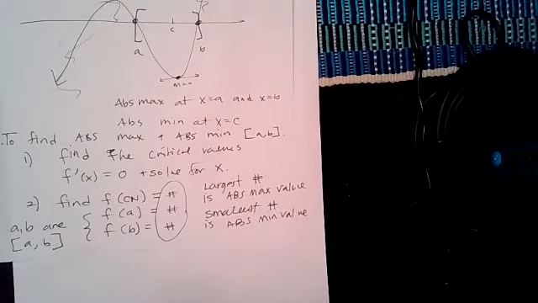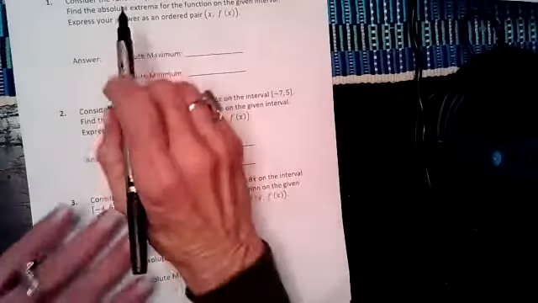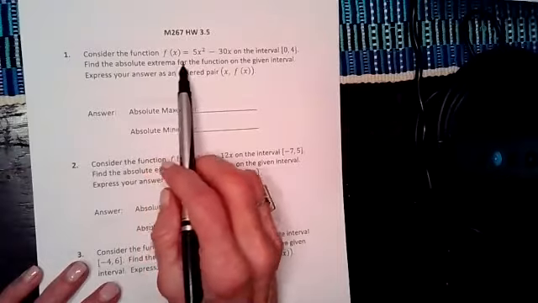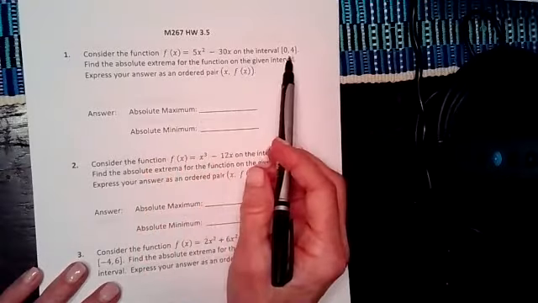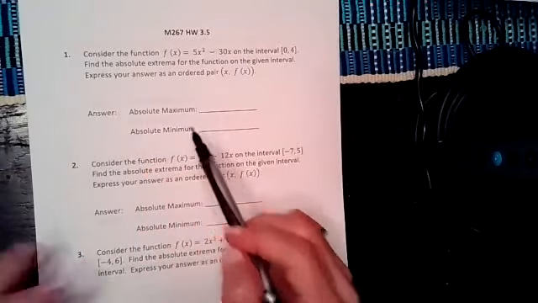Ready? All right, so there are like 6 of these questions on the homework, and I'll just show you the examples. So it says, consider this function on the interval from 0 to 4. Find the absolute extrema, meaning the absolute max, the absolute min.